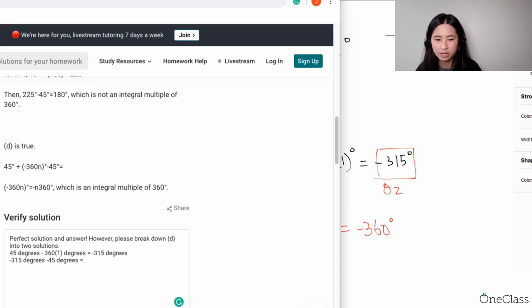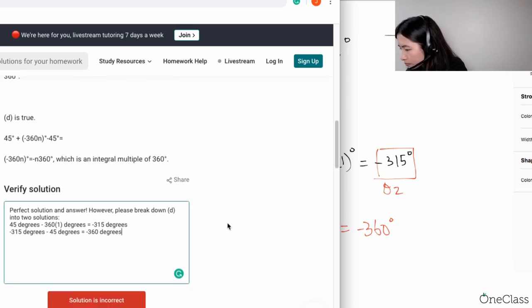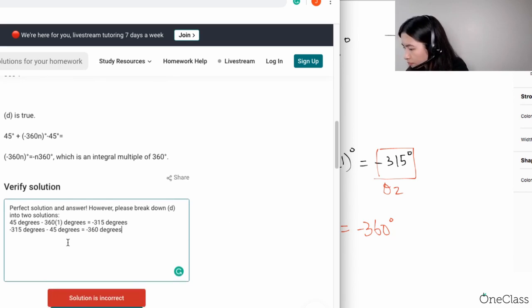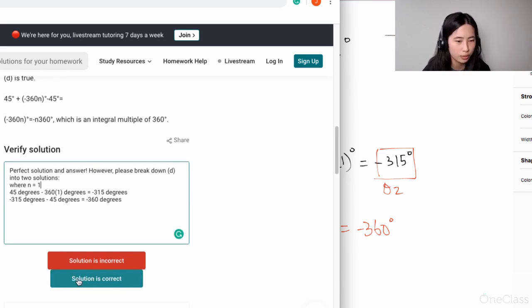Okay, great. Anyways, let's go back to the question. Negative 45 degrees, and we said it was negative 360 degrees. Okay, great. So that's my comment. The solution is correct. Perfect.